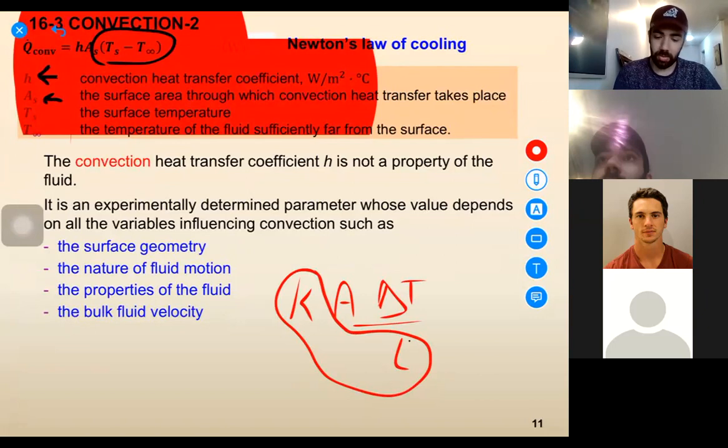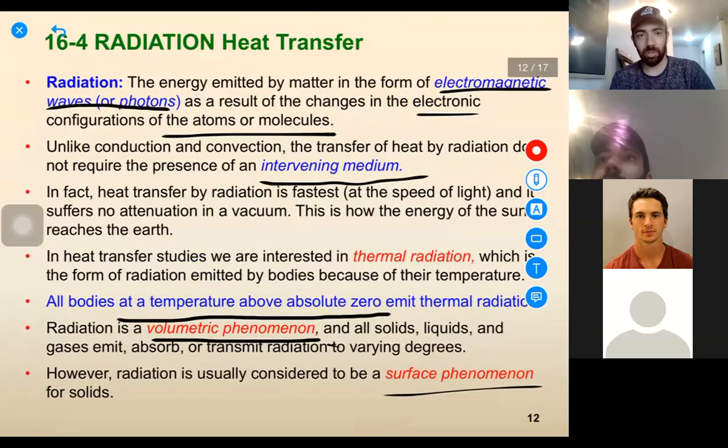And the area term and the temperature difference term are again embedded inside our equation.